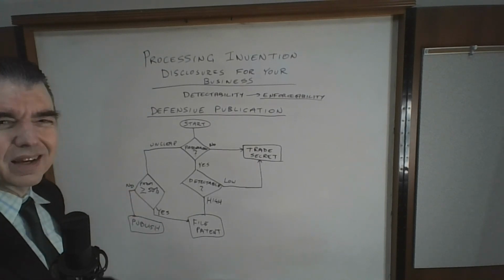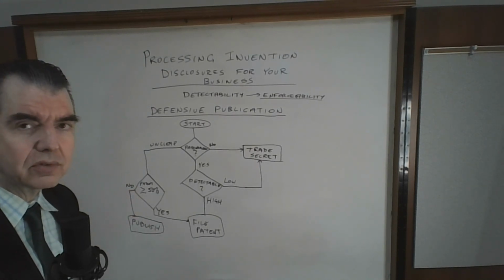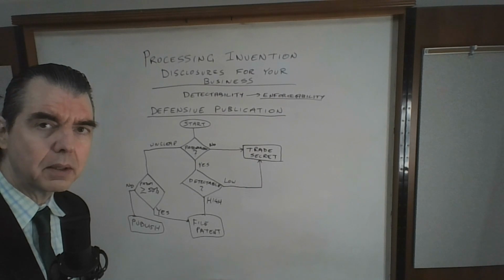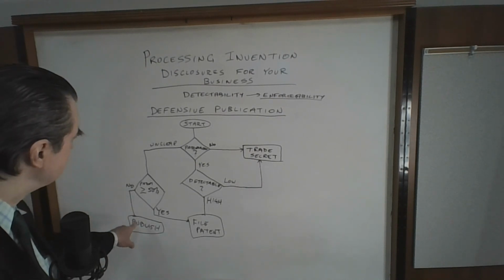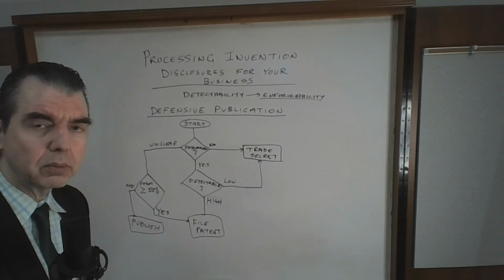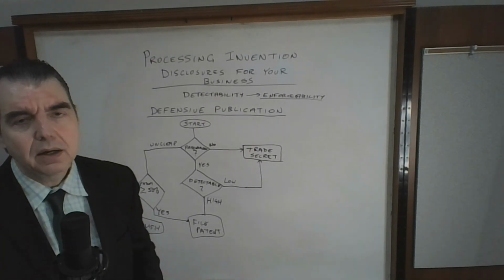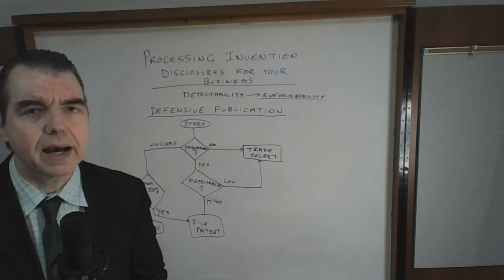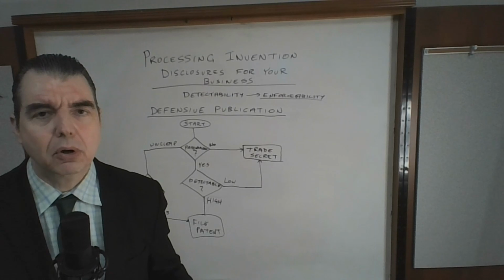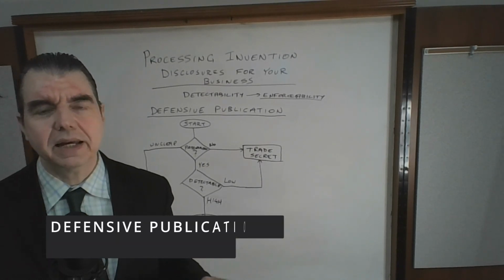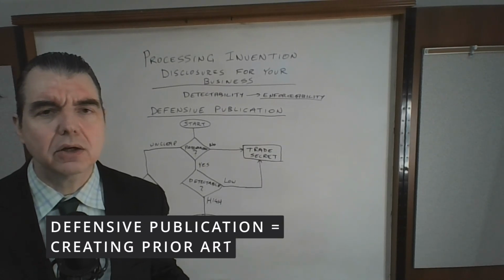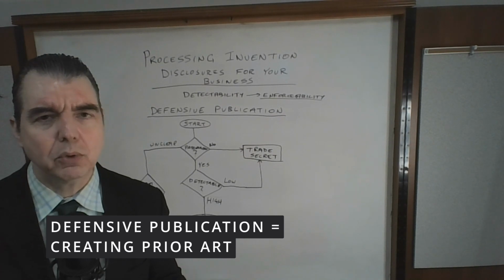But if you really think patentability is very slim, it's less than a 50% chance you're going to be able to get patent claims allowed, then we can think about defensive publication. Now, what does that mean? Defensive publication means that you're creating prior art. So you're basically taking your invention and you're making your invention prior art. Now, why would you want to do that?